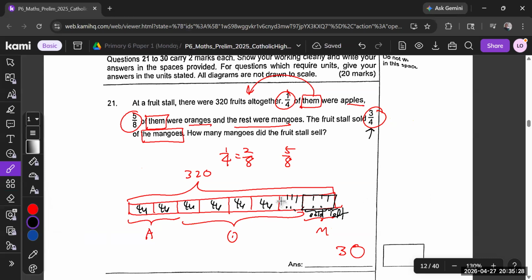And then your 1 unit, 1 unit, 1 unit, 1 unit. Okay, all these are your units. And then how many mangoes did the fruit seller sell? Question mark.